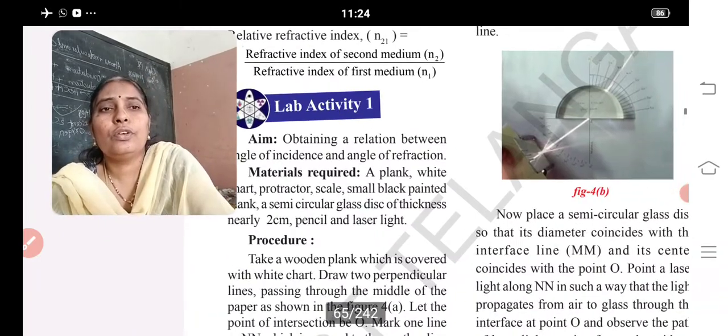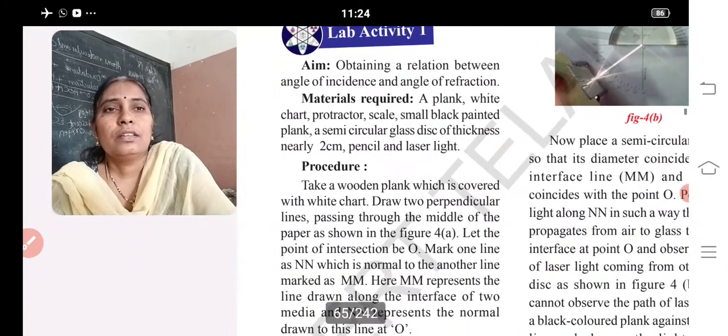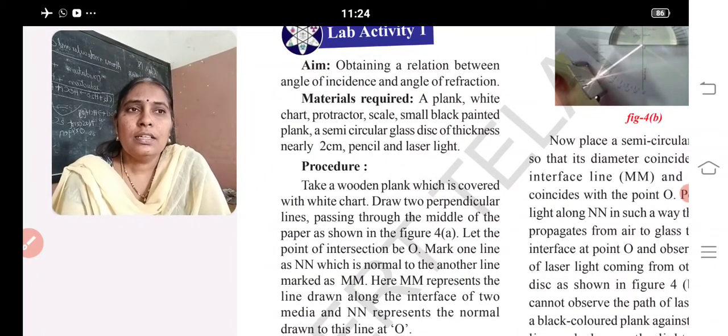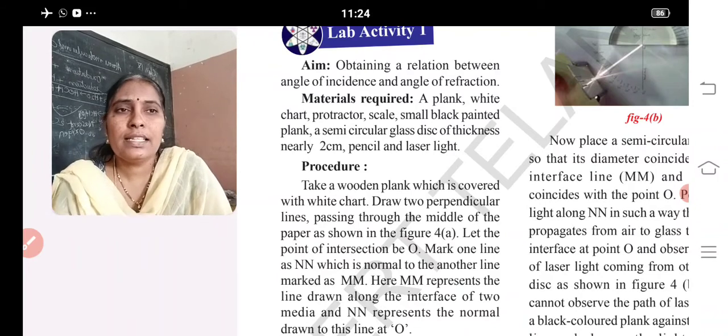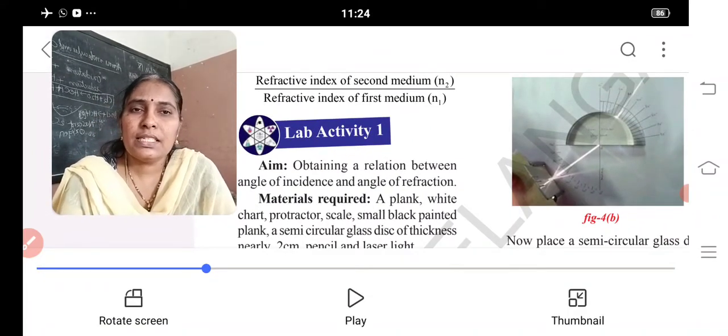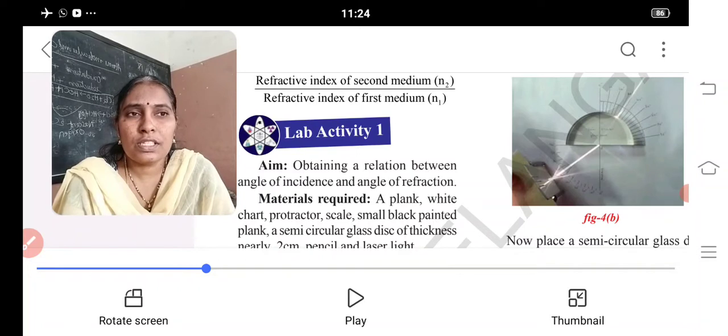What you have to do, you have to take a semicircular glass disc and place it on the chart. Draw the outer edge of the semicircular disc with the help of a pencil and draw the angles. See the figure, you can understand. Draw the angles and place the semicircular disc on the horizontal line. Focus a light such that it is passing through that. You can observe slightly it enters into the other medium.